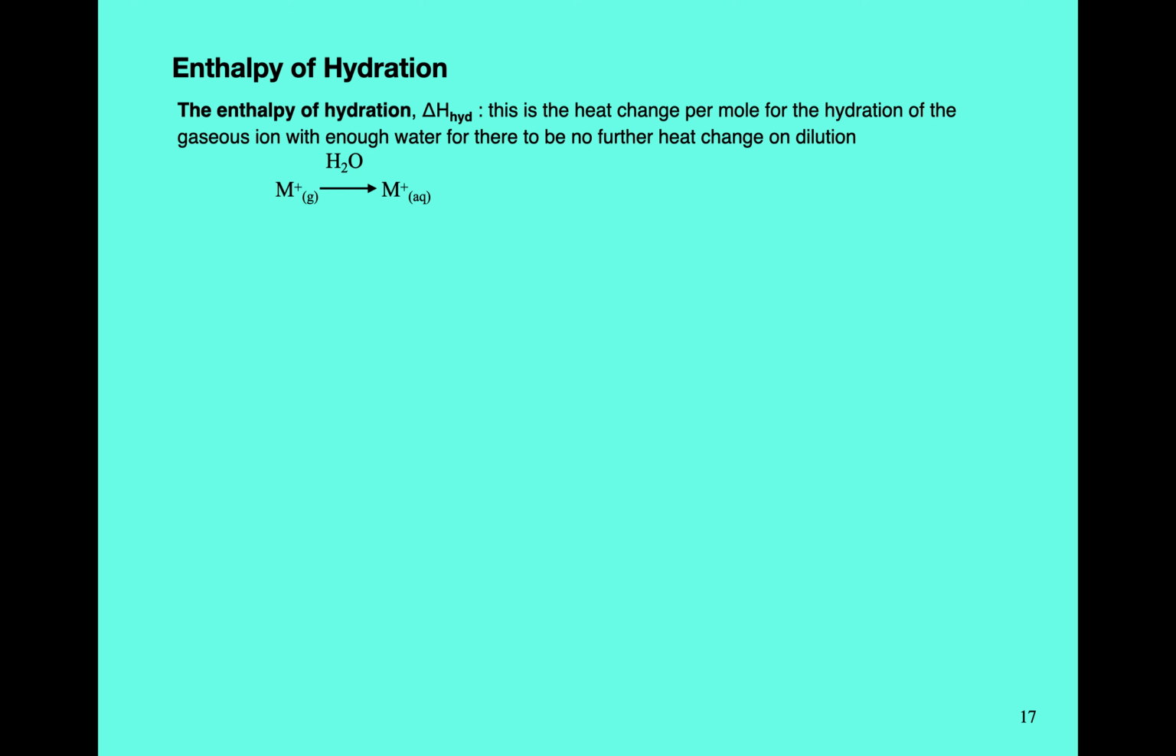Okay, so a bit of a definition for you. Enthalpy of hydration is the heat change per mole for the hydration of the gaseous ion with enough water so that there's no further heat change on dilution. So you add enough water to completely hydrate 1 mole of gaseous ions. Now the example here is a positive ion, but it could be a negative ion. And if we've got an ionic substance, we're going to have to add together the hydration enthalpies of the positive and negative ions present, aren't we?